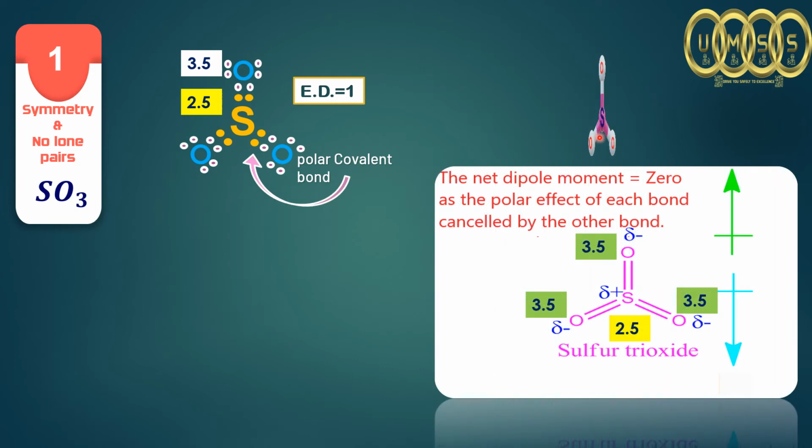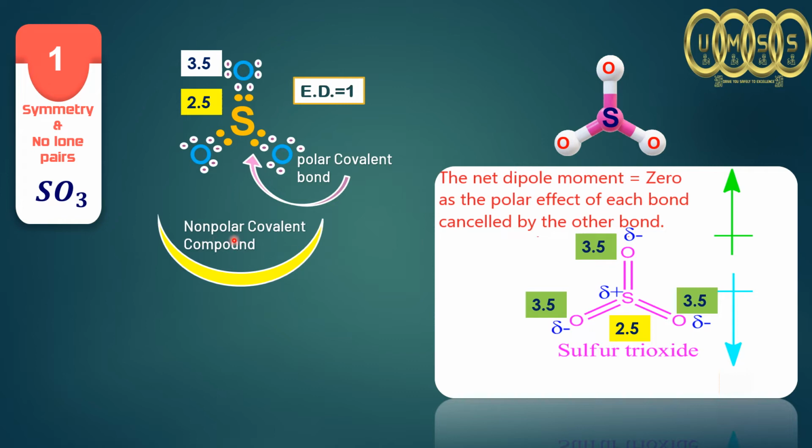Let's see the geometrical shape of sulfur trioxide. It's a planar triangle where the three oxygen atoms pull the bonded electrons in different directions. So equal dipole moments will cancel each other. So the net dipole moment will be equal to 0. Sulfur trioxide is a nonpolar covalent compound.